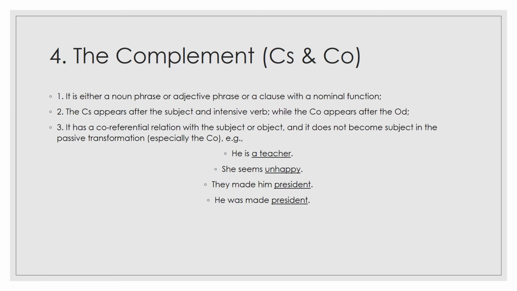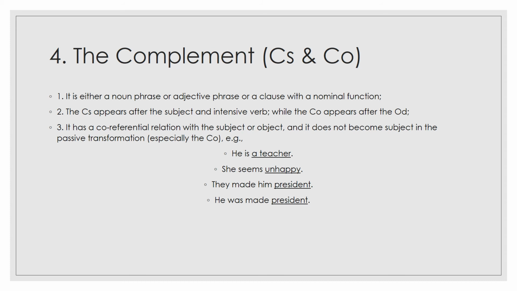They made him president. Here we have an object complement, which is president. It complements the direct object him. That's why it appears after the direct object. Both the object him and president refer to the same person, so that's why we say that they have a co-referential relation with each other.